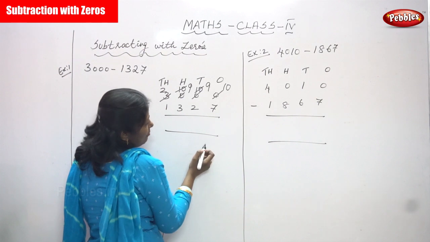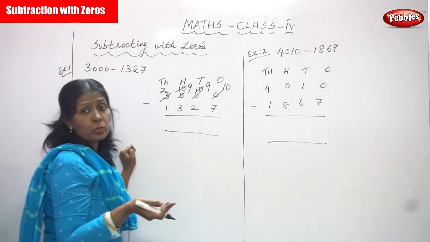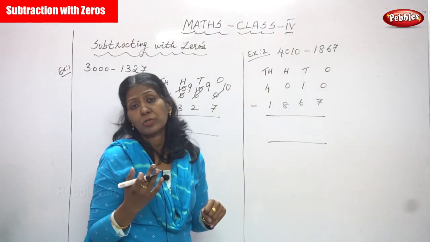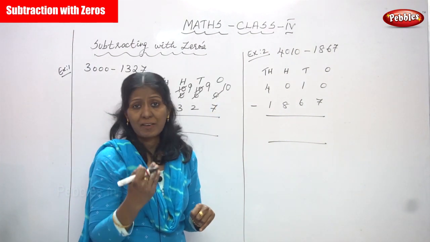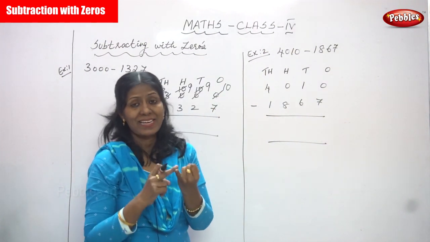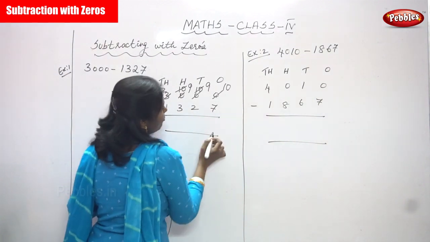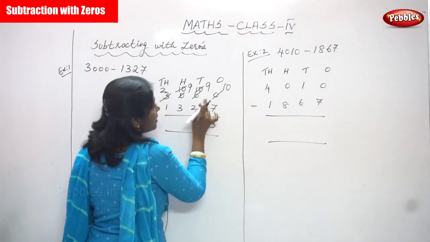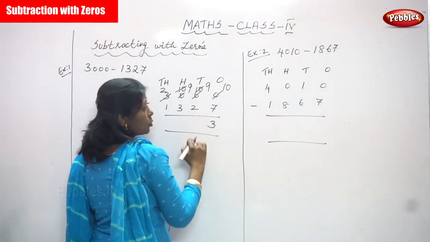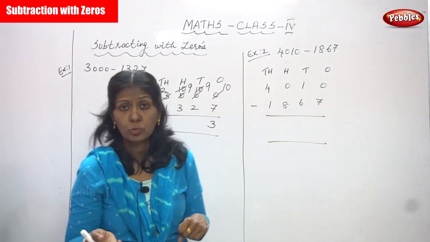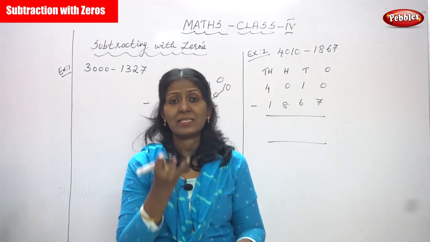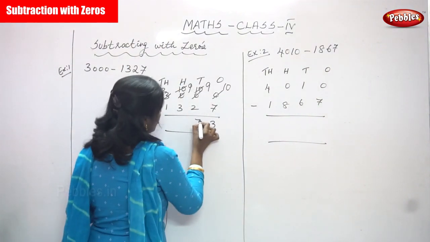10 minus 7. I've told you already, it's backward counting. Backward counting means you start from 7 up to 10. After 7 you have to count: 8, 9, 10. So you write 3 here. Now 9 is a greater number and 2 is a lesser number. So 9 minus 2. Start the backward counting after 2: 3, 4, 5, 6, 7, 8, 9. So what is the number? 7. So write 7 here.